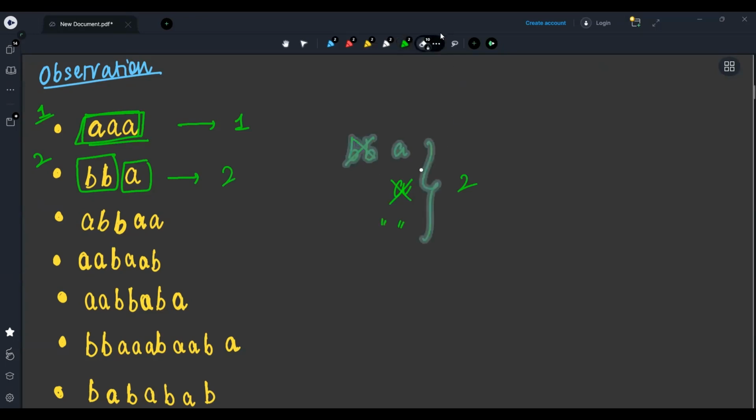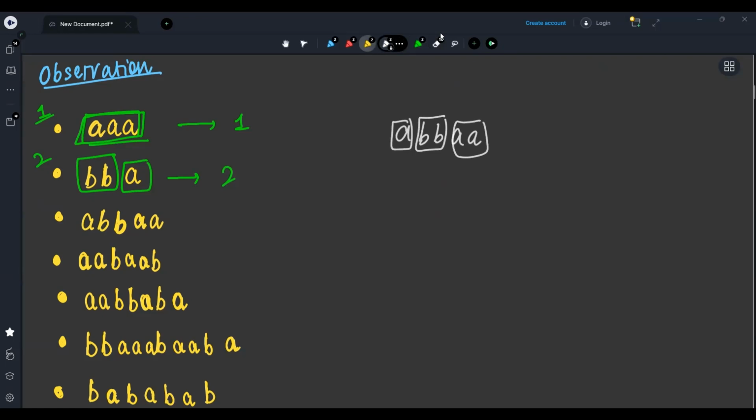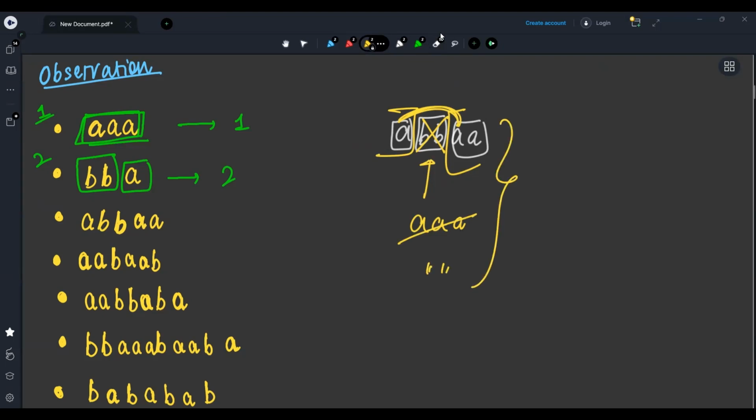Now, let's take the other string. The other string is A, BB, double A. So we have three groups. Now, within these three groups, as I said, it is always optimal to remove the middle group. If I remove this middle group, it will merge two consecutive equal groups. Now, if I remove this, it will make the string empty. So within two operations, I am able to make the string empty from this string.